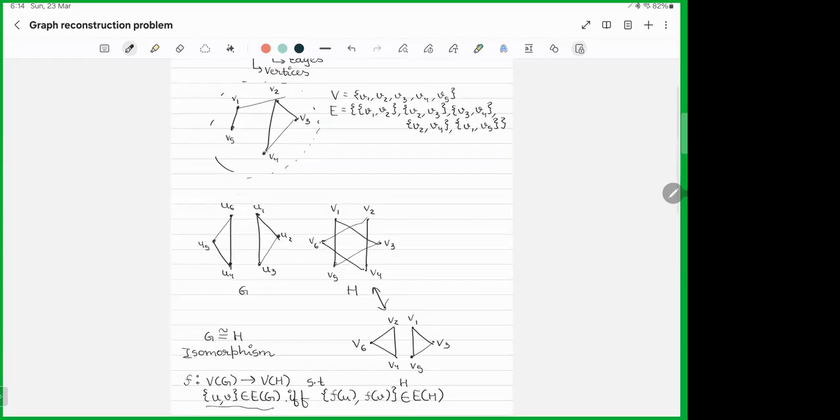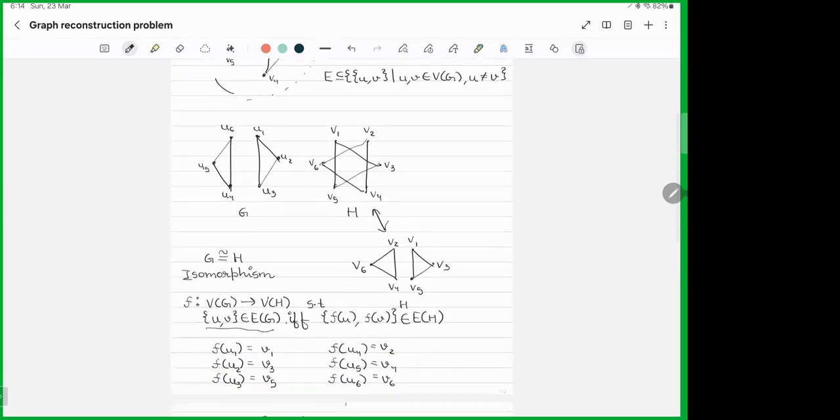Okay, yeah. So I should define an edge properly. So what is my edge? The edge is actually this set. You will have some collection of UV, so E is a subset of this particular set: U comma V belongs to VG, but U is not equal to V. So for now, we are not interested in any loops. Okay, is it fine for you?